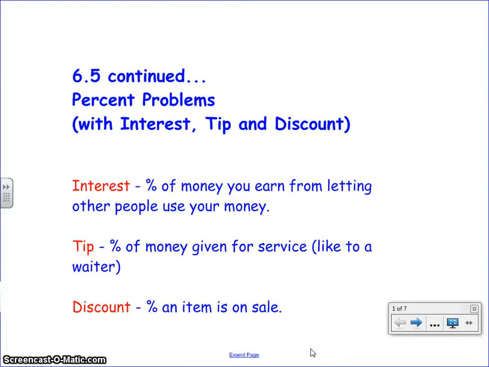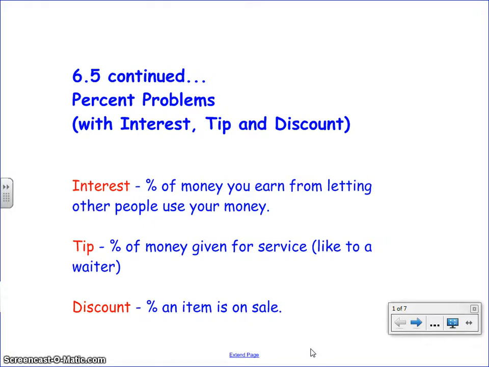All right, guys, we are going to continue with 6.5, where we were talking about percent proportion problems. Today we're going to be doing word problems that deal with percent. We're going to talk about interest problems, tip problems, and discount problems. These are problems that you will have in everyday life, okay?